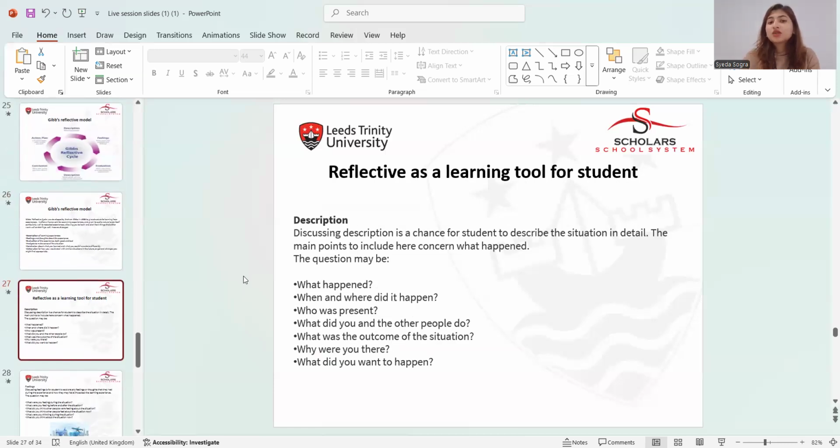Discussing description is a chance for students to describe the situation in detail. And the main points to include here concern what has happened. That means you think about this type of question. What happened, when did it happen, where did it happen, who was present, what did you do, what did the other people do, and what was the outcome of the situation? Why were you there, and what did you do when it was happening? So you think about these questions when you talk about the description.